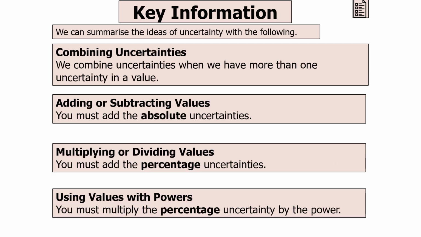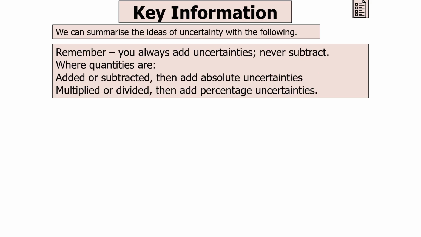We can combine uncertainties when we have more than one uncertainty in an equation. If you have to add or subtract values in your equation, you must add the absolute uncertainties. If you multiply or divide values in your equation, you must add the percentage uncertainties. And if you're using powers in your equation, you must multiply the percentage uncertainty by the power. Now remember, you always add uncertainties, you'll never subtract them. So remember, when you add or subtract, you will add absolute uncertainties. And if you multiply or divide, you will add percentage uncertainties.